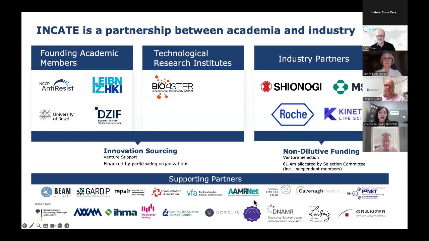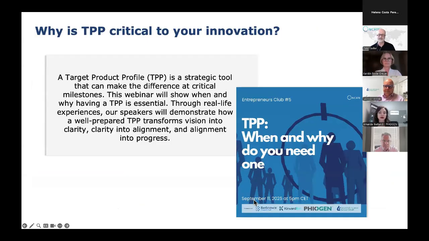And to make good use of all that, the TPP, target product profile, is central. This is our conviction that the target product profile is a strategic tool that can make the difference at critical milestones. And that's why it's so important to be aware that you need it from the very beginning, although you look from the end. So today we will show when and why having a TPP is essential.